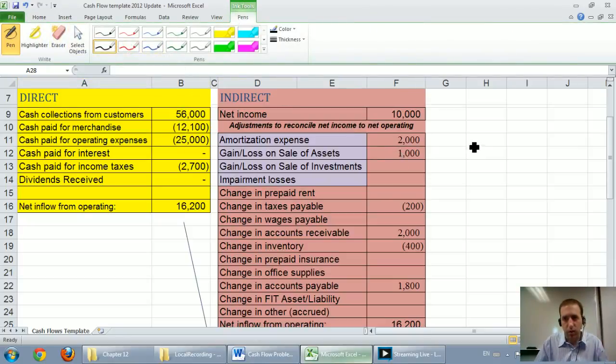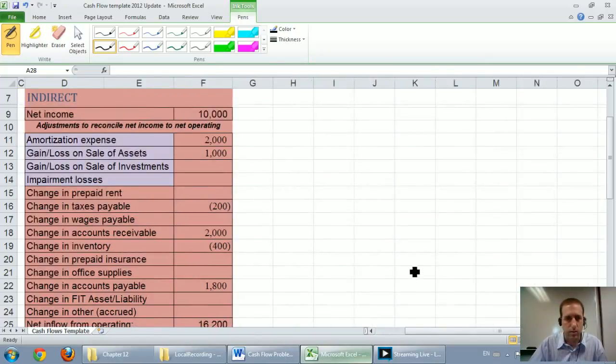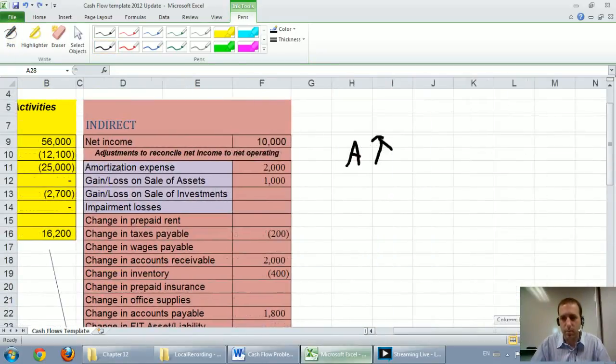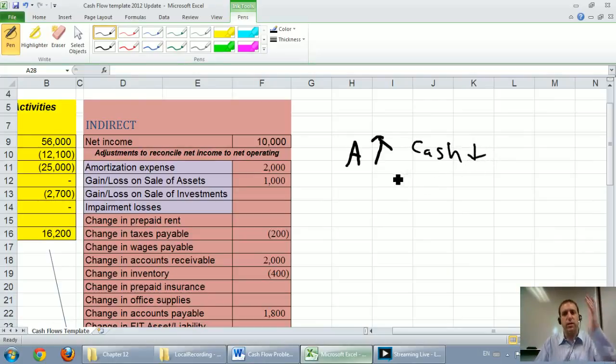The final thing I'll leave you with is a little trick for the indirect method. And the trick is this. If I have an asset that goes up, then cash goes down. So if I have an asset going up, cash goes down. This is for all those change in taxes payable, change in accounts receivable.